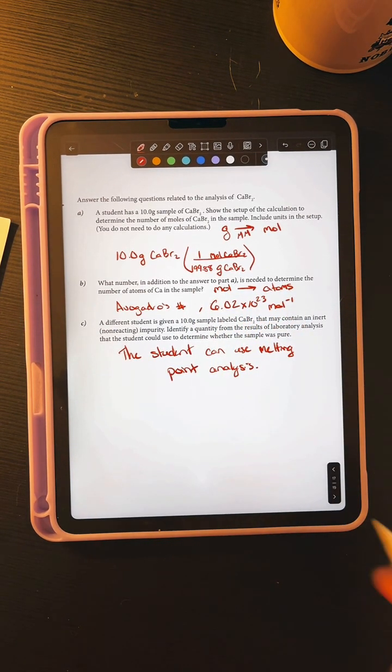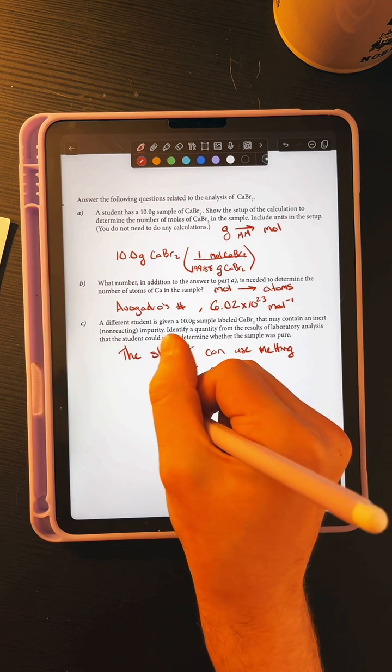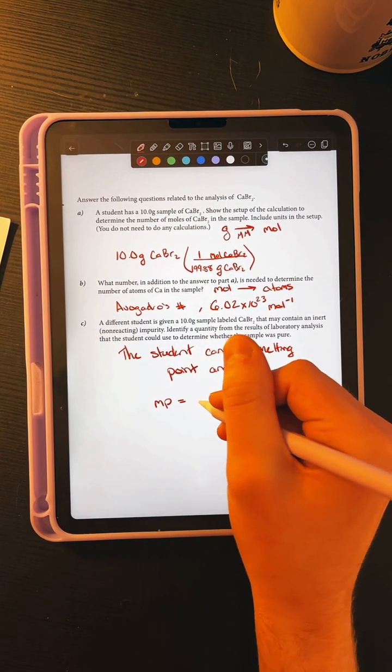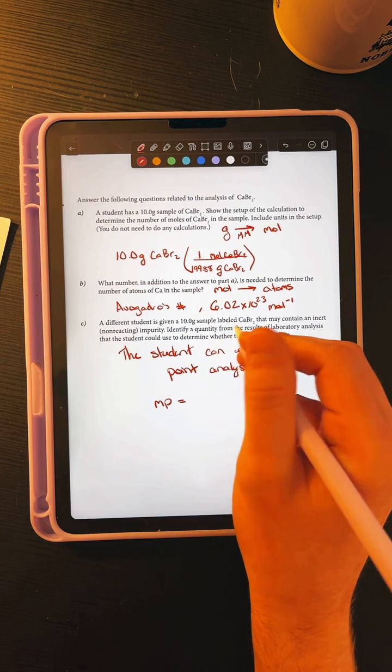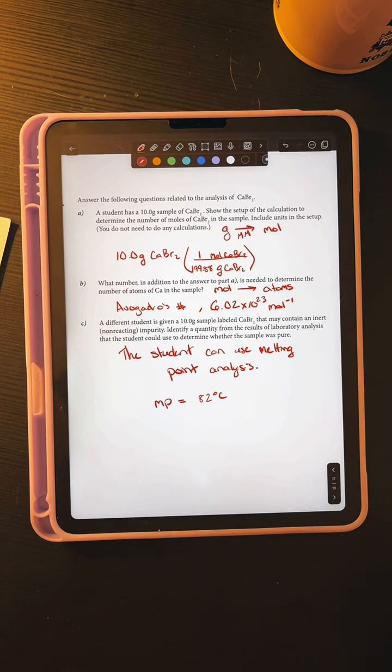Because if something is a pure compound and there's no impurities, its melting point will be spot on to the actual melting point. So let's say the melting point for this was 82 degrees. It'll be somewhere right in there.